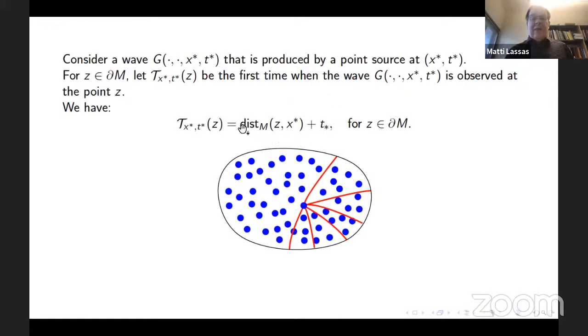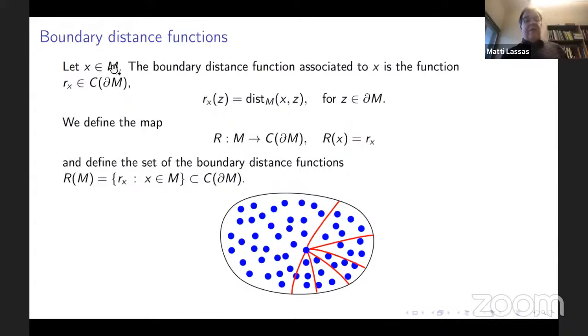And because these travel time distances appear here, we define the concept of boundary distance functions. They are the following. Let x be a point of the manifold. Then the boundary distance function, r_x, is a continuous function on the boundary. Its value r_x at the point z is the distance from x to z. So it is the distance from this point here to boundary points. It is the travel time from this point x to the point z.